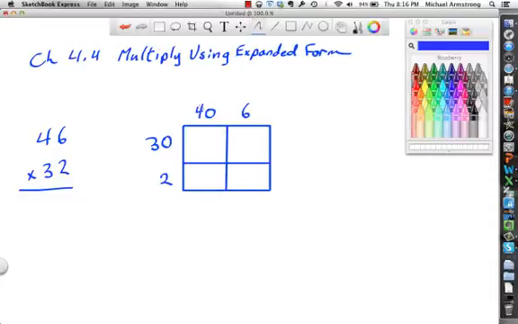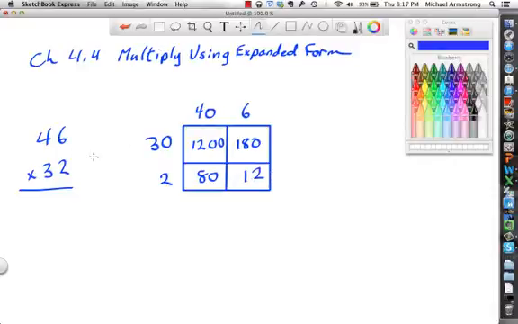And we're going to just think 40 times 30. All right, 4 times 3 is 12, plus the two zeros is 1200. Okay, that's for this first one. 6 times 30 is 18, plus the 0 equals 180. 40 times 2 is 4 times 2 is 8, plus the 0 is 80, or 40 times 2 is 80. And 6 times 2 is just 12.